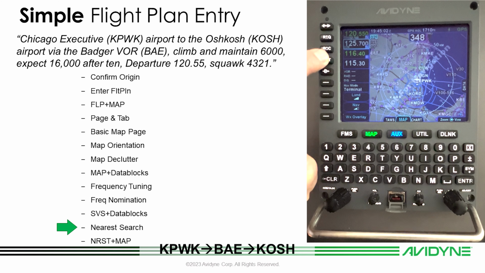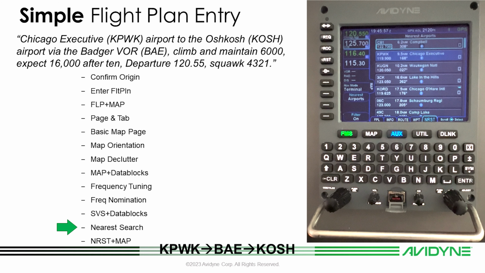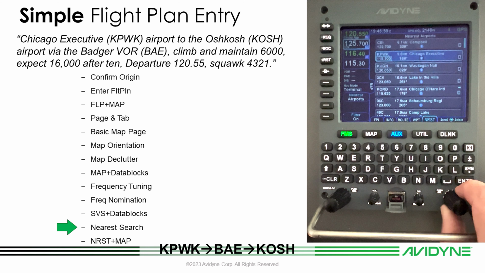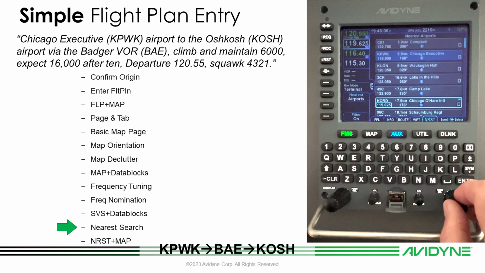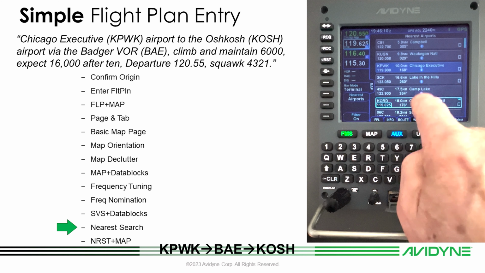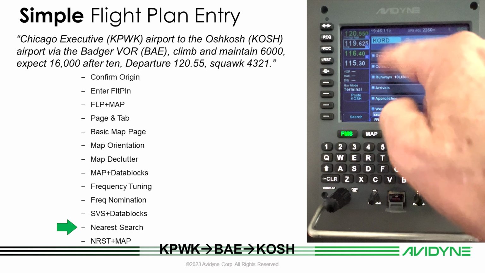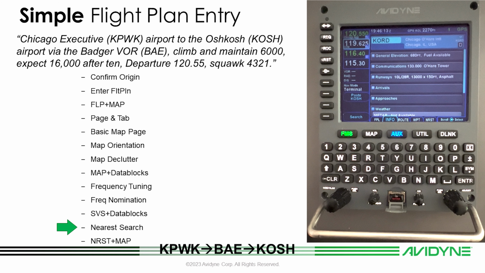In the event of an emergency, or to simply find a nearby airport, press the nearest key. We can scroll through the list and tune the optional comm radio with the Atlas's Quick Tune feature. Clicking on the blue Info button brings up information on that particular airport, including comm frequencies, runway lengths, available approaches, etc.